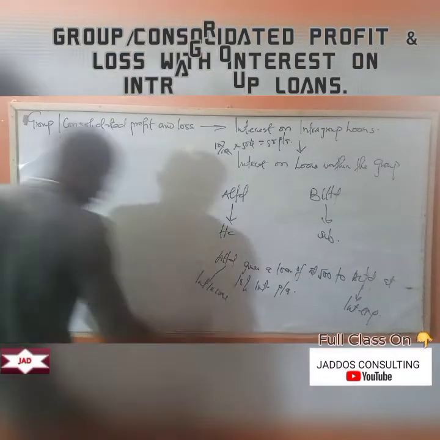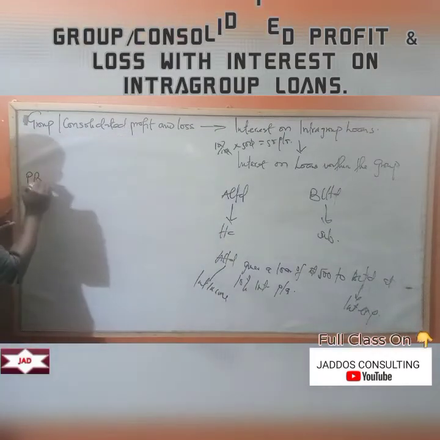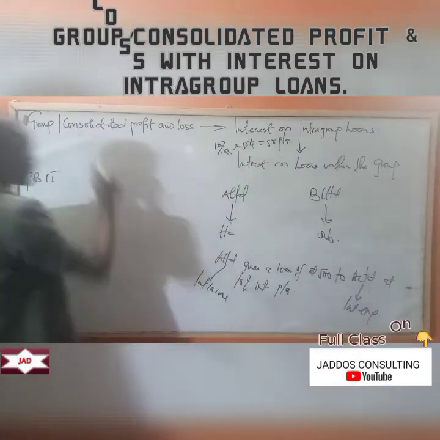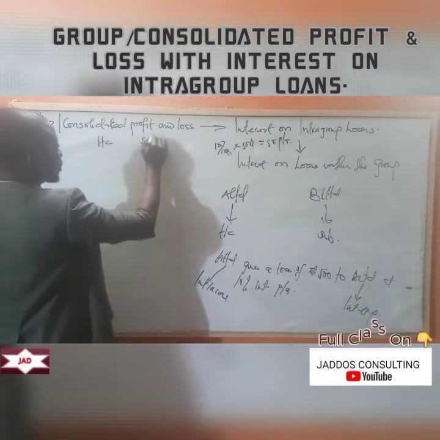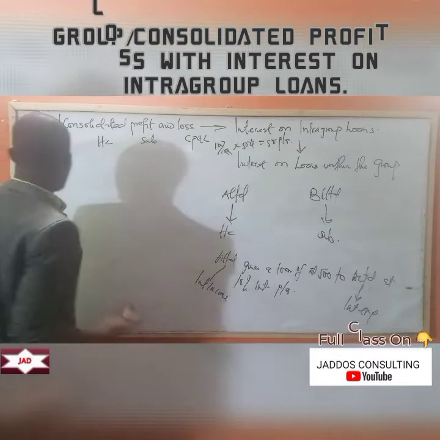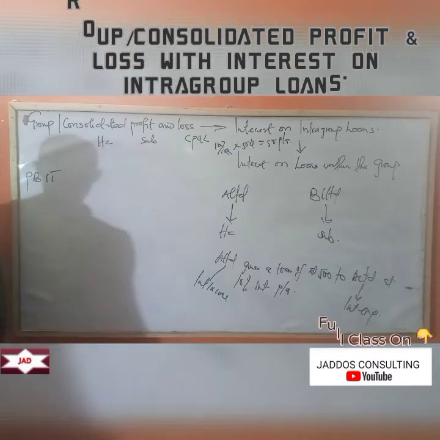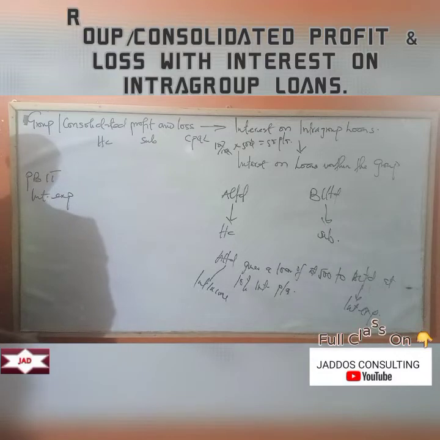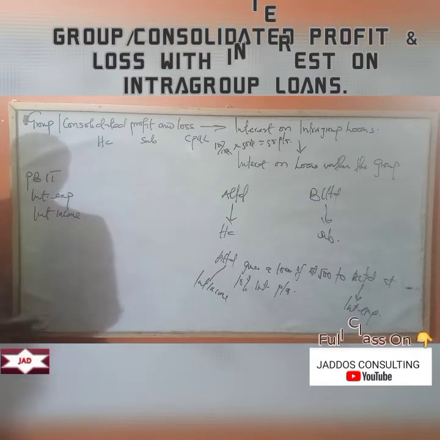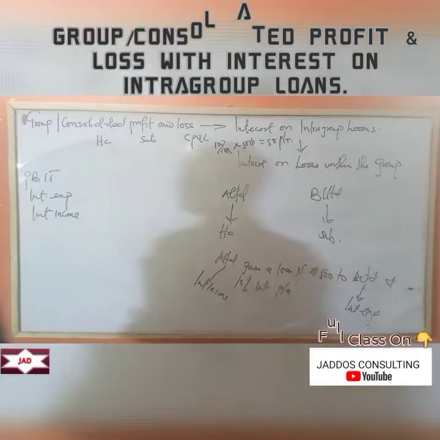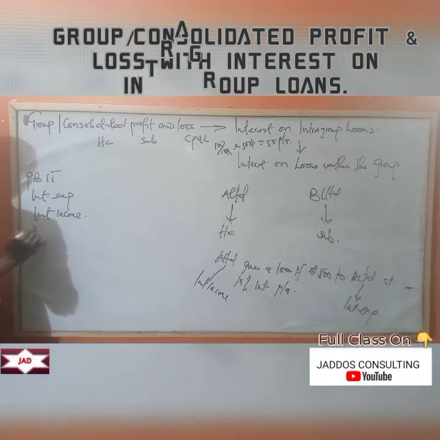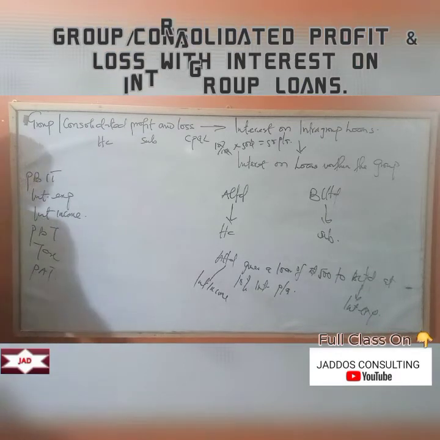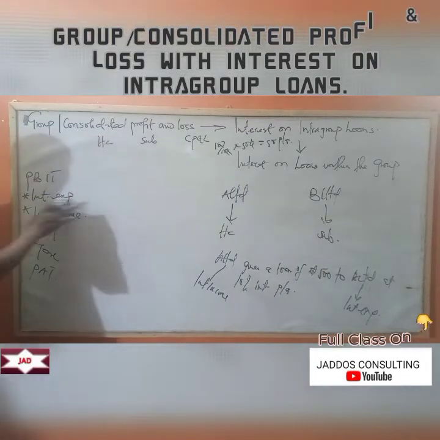So you can have something like profit before interest and tax, right? This is the holding company or parent company, this is the subsidiary, right? Then we have CPL, which is the combined profit and loss. So of course you have profit before interest and tax, then you have interest expense, and then interest income. Of course it's presentation. So after taking out the interest, then you have profit before tax, then you have tax, and then profit after tax, right? But here, this is where the attention is now: interest expense, interest income.